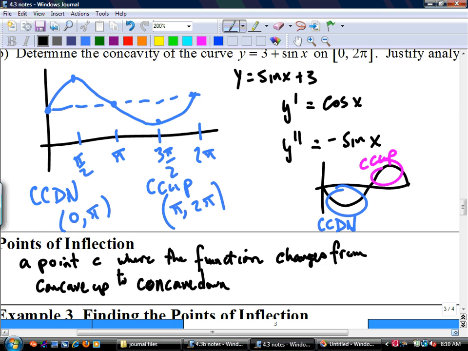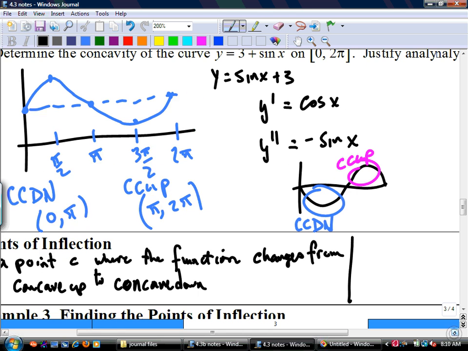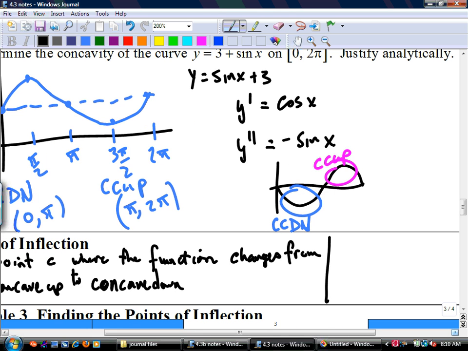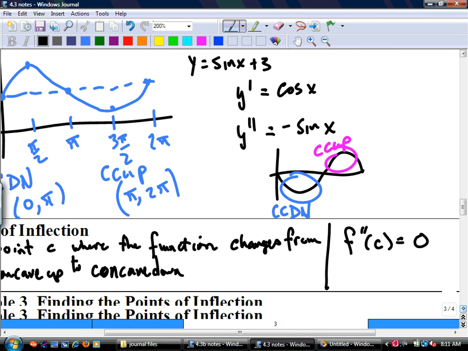What do we do mathematically? What's the test we're going to do? Critical points is f prime of c equals 0. Inflection points is f double prime of c equals 0. There is no does not exist here. It's got to just equal 0. Okay, it's more restrictive. So finding the points of inflection.